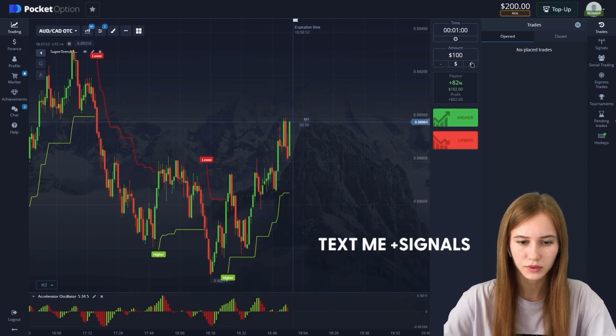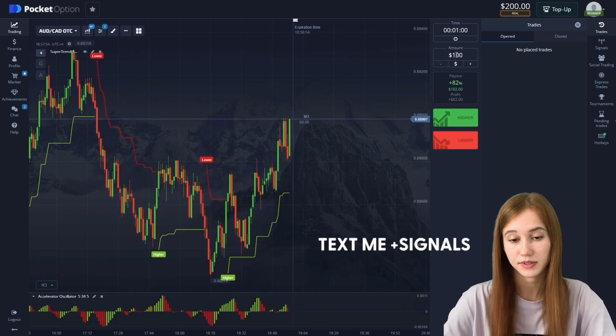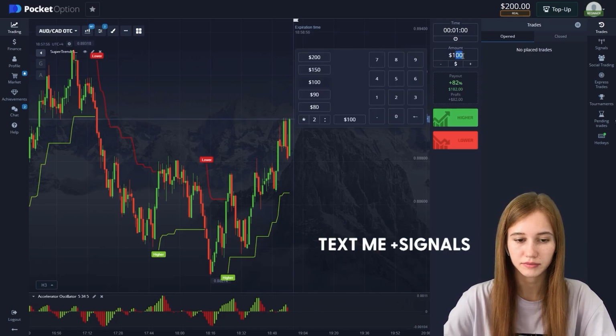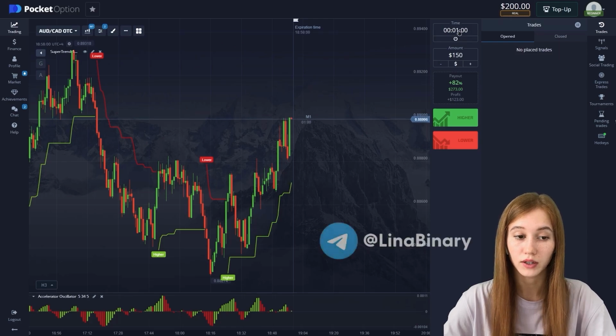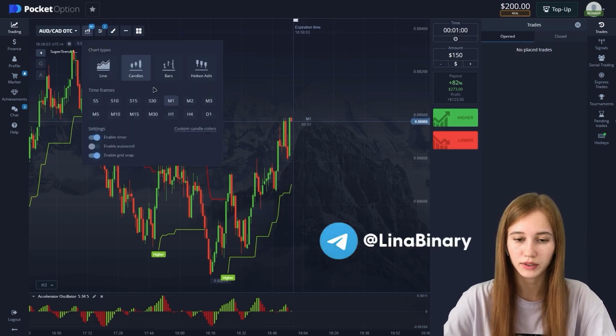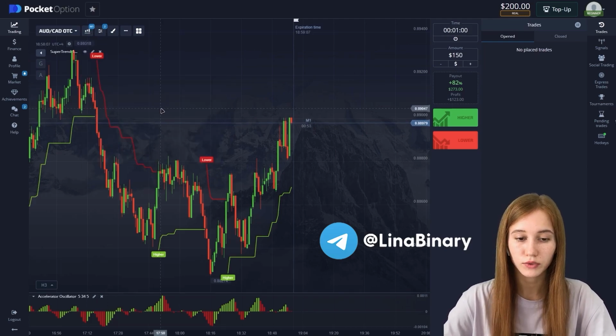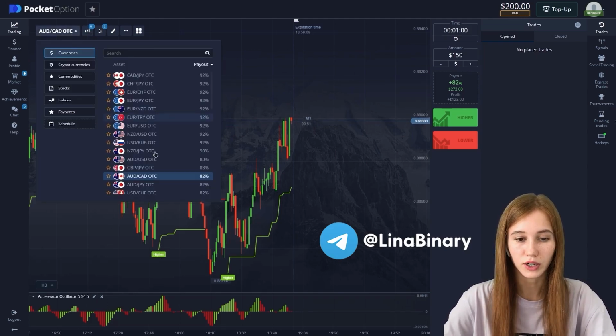And also, let's set up our trading space. Let's start with the fact that our trades today will be $150. So we'll have minute deals, time minutes. Therefore, these settings include the minute time frame and candles.